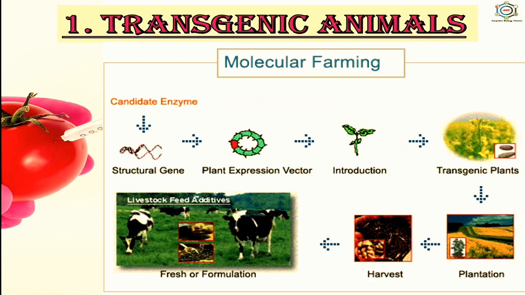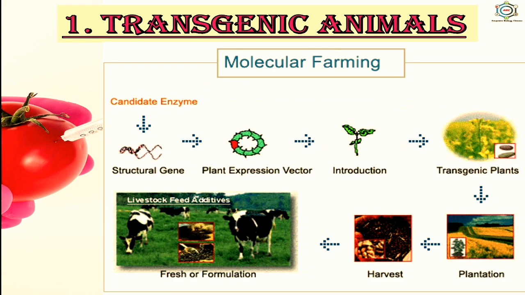Now, what is molecular farming? The method of manufacturing drugs in transgenic animals is called molecular farming. The transgenic animals can revolutionize the pharmaceutical industries by providing large quantities of the valuable drugs. Transgenic technology permits the rapid introduction of new traits.